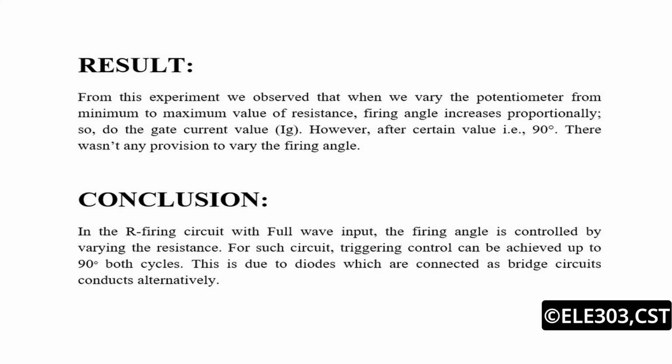Conclusion. In the R firing circuit with full wave input, the firing angle is controlled by varying the resistance. For such a circuit, triggering control can be achieved up to 90 degree in both cycles. This is due to the diodes which are connected as a bridge circuit that conduct alternately.